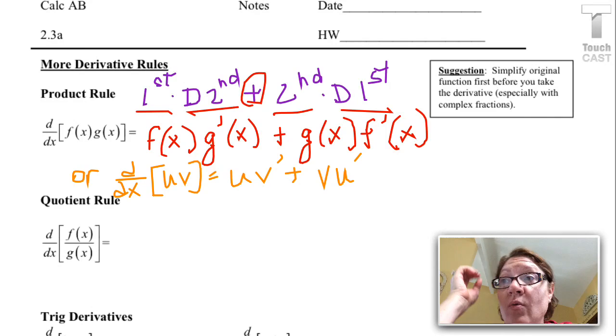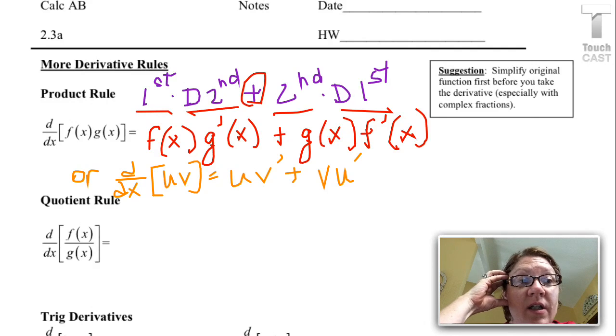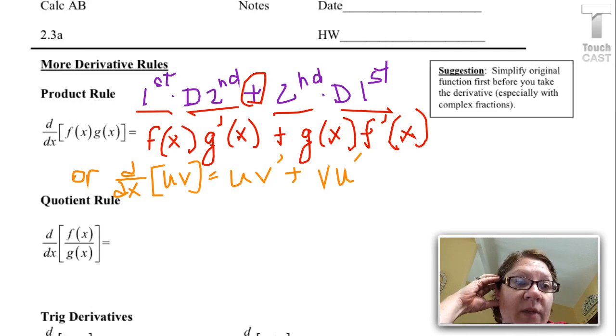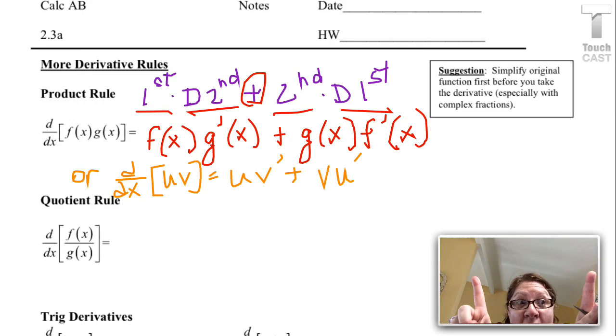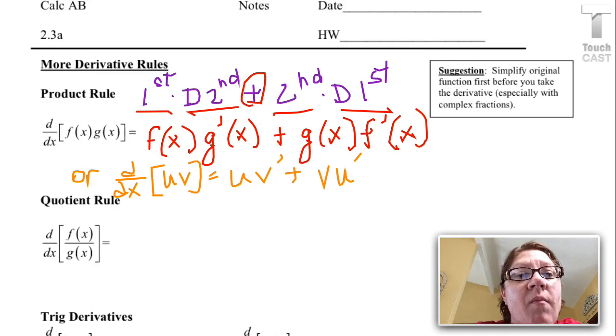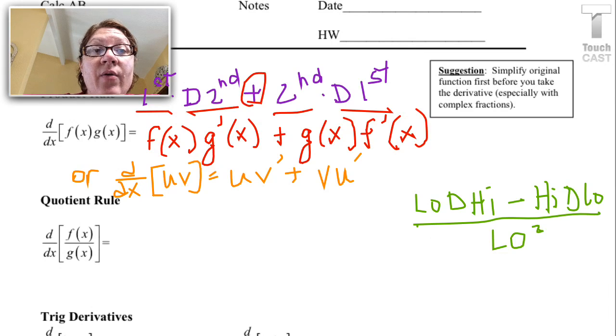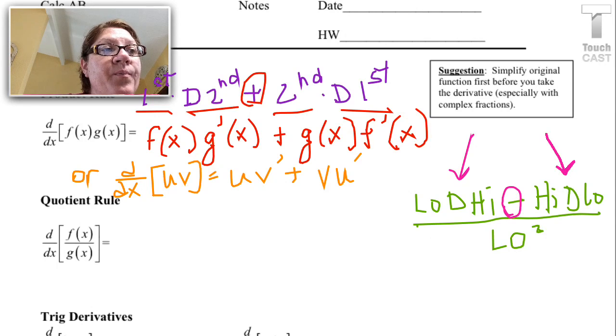Okay, then quotient rule. Fortunately for you, you go to a really awesome school that's going to help you remember quotient rule. Low, high, woo! So this is how I remember. Low-D high minus high-D low over low squared.